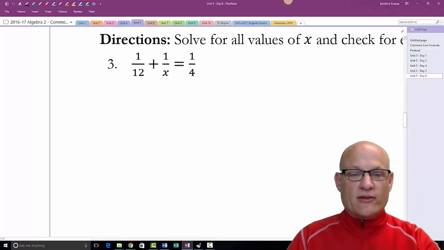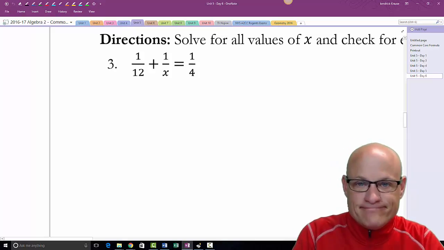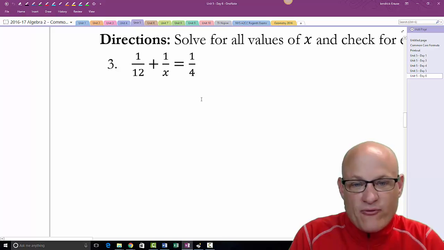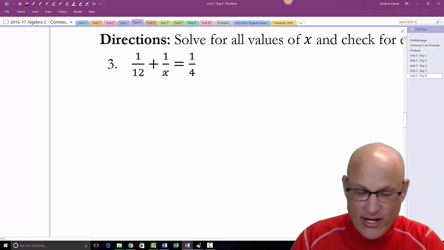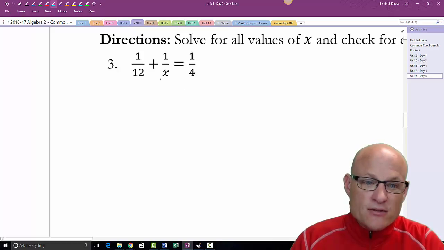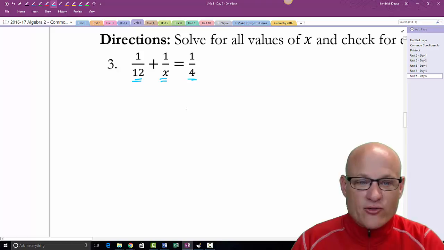I don't like the way that's done. All right, so what's the common denominator? I see between 4 and 12, I see 12 and an x, right? So we have an x and 12. So I think our common denominator is 12x.